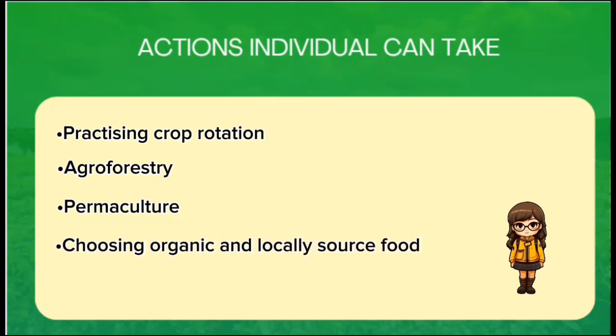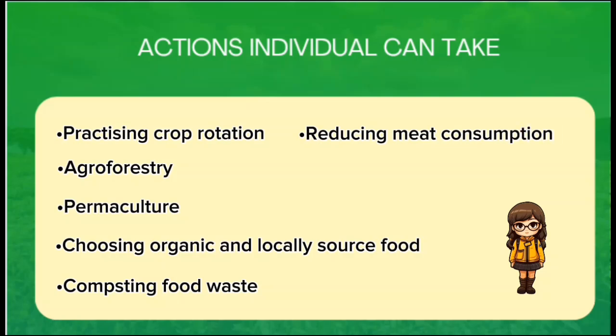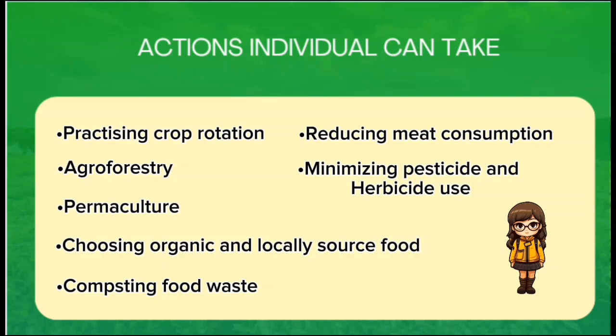Choosing organic and locally sourced food reduces exposure to synthetic pesticides, supports local economies, and promotes environmentally friendly farming practices. Composting food waste recycles nutrients, reduces landfill waste, and creates natural fertilizers. Reducing meat consumption decreases greenhouse gas emissions, deforestation, and water pollution associated with animal agriculture. Minimizing pesticide and herbicide use protects human health, biodiversity, and environmental ecosystems from chemical contamination.